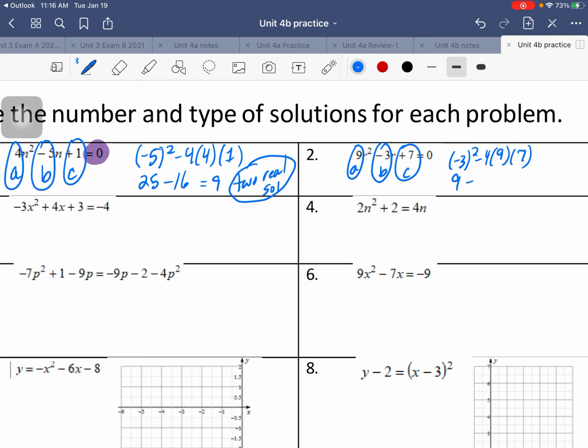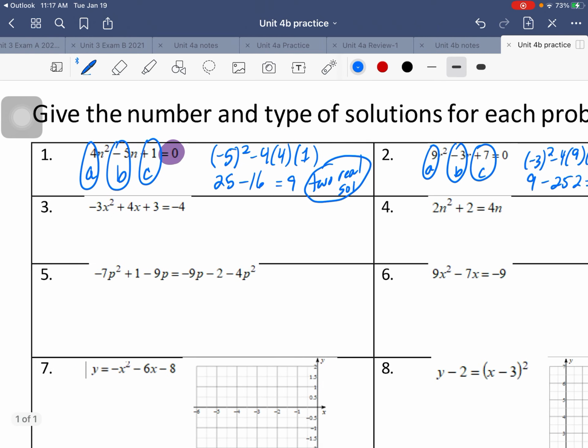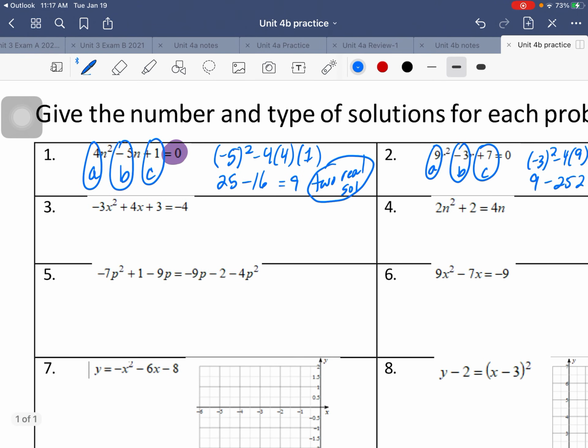Oh boy, I don't know that off the top of my head. 36 times 7, 42, 4, 252. 9 minus 252 is -243. So that's a negative number, so that means there are two complex solutions.